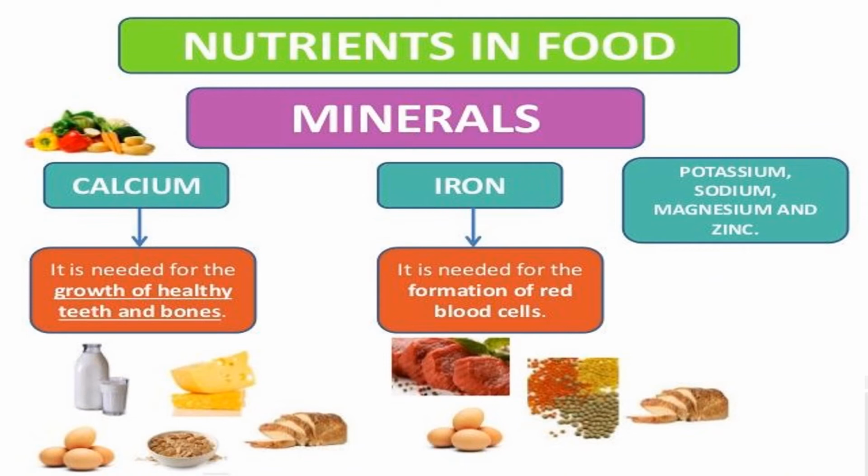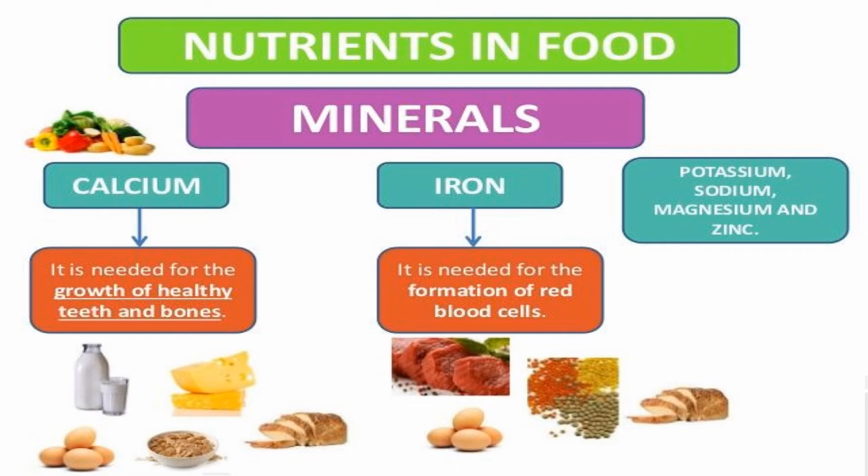Now moving ahead with minerals. Nutrients in the food which are called minerals are basically calcium, iron, potassium, sodium, magnesium and zinc. So all these are the minerals which our body needs. Calcium is needed for the growth of healthy teeth and bones. We mainly get calcium from eggs, cheese, milk, breads.